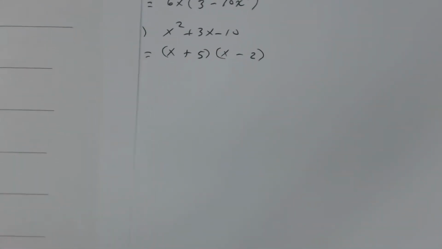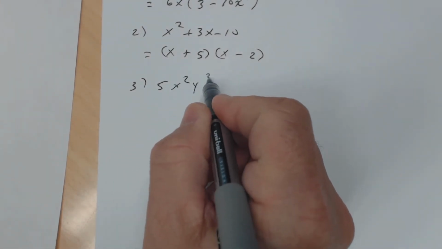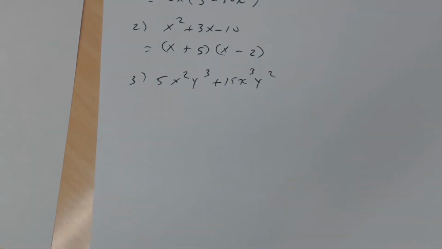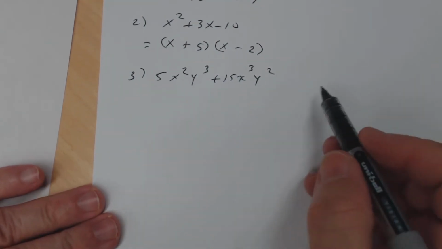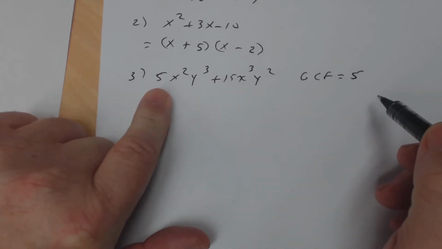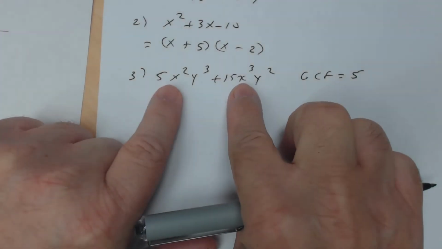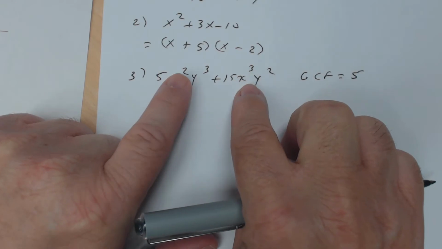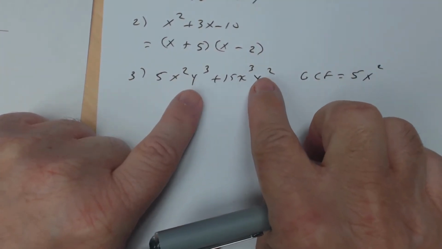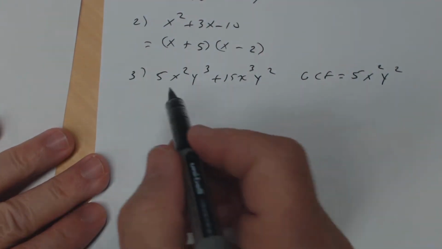All right, number 3, you have 5x squared y cubed plus 15x cubed y squared. The GCF here is going to be 5, since the GCF of 5 and 15 is 5. I have x's in both terms, so I'm going to take the one with the smallest exponent, which is x squared. And for y cubed and y squared, I'm going to take y squared. So that's your GCF.